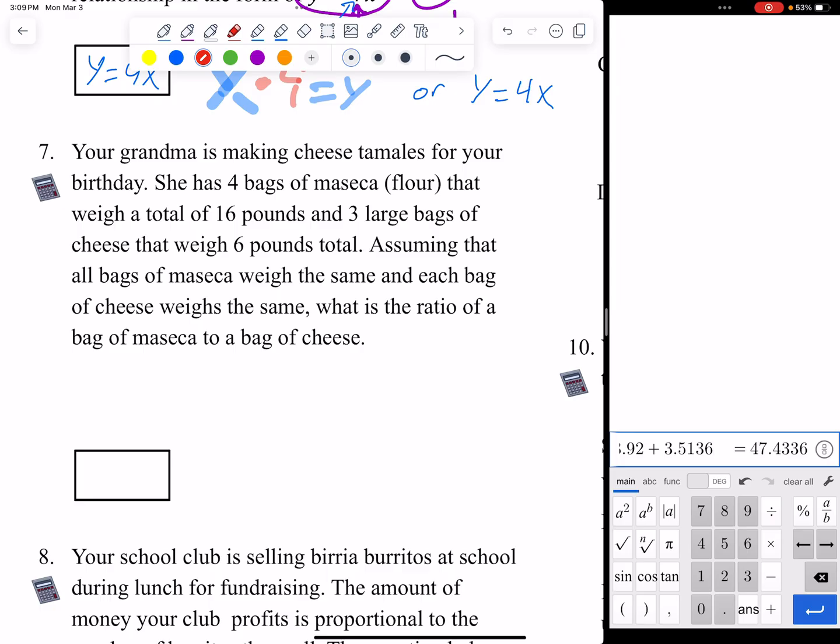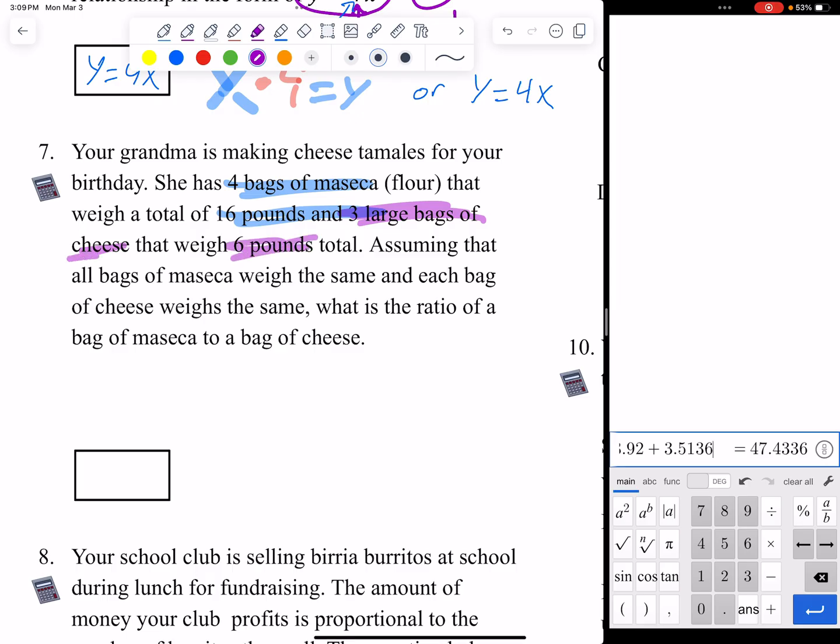All right, your grandma is making cheese tamales, delicious, for your birthday. Hopefully there's a piece of chile in there, okay? You gotta flavor it up a little bit. She has 4 bags of maseca, okay? So that's just flour, basically, okay? That weigh a total of 16 pounds. And 3 large bags of cheese that weigh 6 pounds.